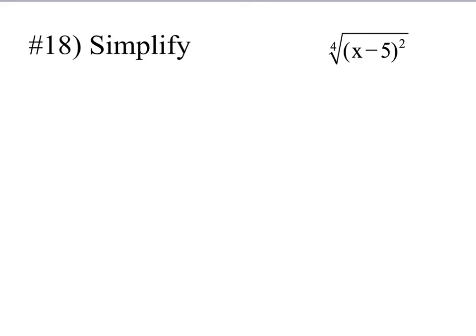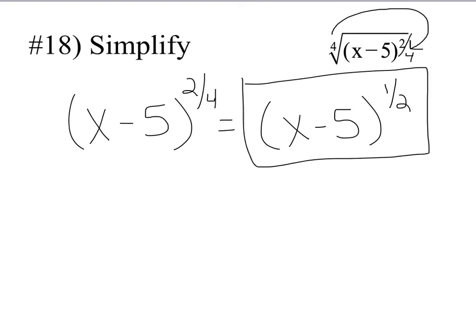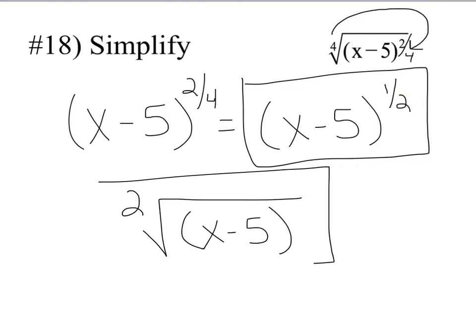Okay, here we're going to go ahead and take our index and make it our denominator. So we're going to get x minus 5 to the 2/4 power. However, we don't leave 2/4, so it would be x minus 5 to the 1/2 power. And we could either leave it like that, or if they asked for it in radical notation, we would take our denominator and make it our index. So it would be the square root of x minus 5 if they asked for it in radical form.